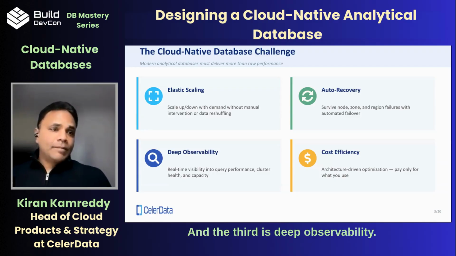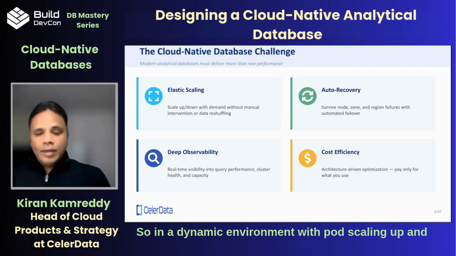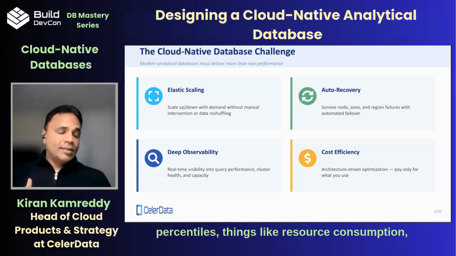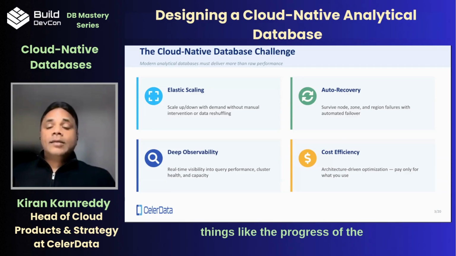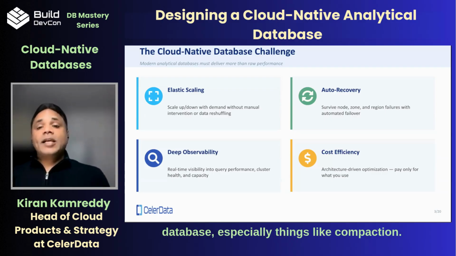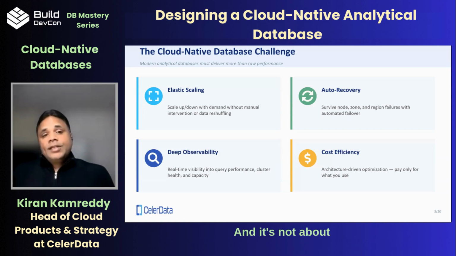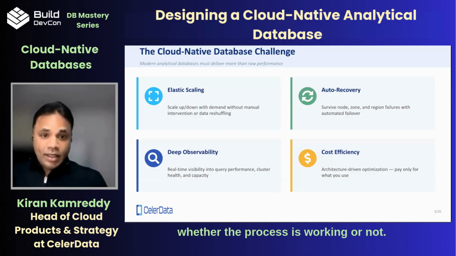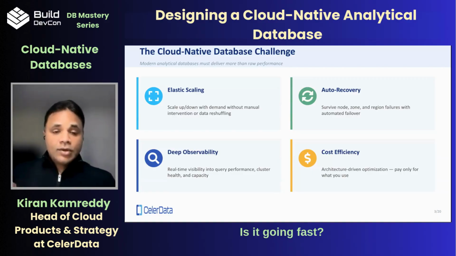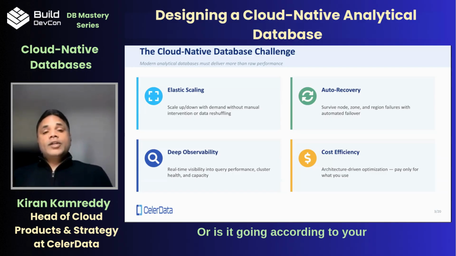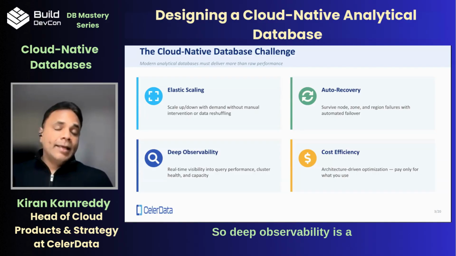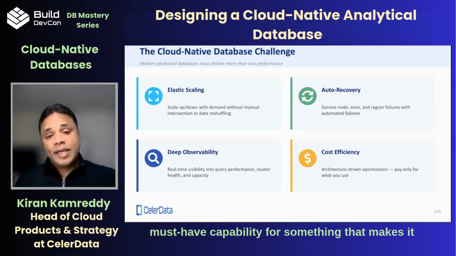And the third is deep observability. In a dynamic environment with pods scaling up and down, you need visibility into query latency percentiles, resource consumption, and the progress of the different background processes that are happening in the database, especially things like compaction. It's not about whether the process is working or not. It's also about how effectively that process is going on. Is it going slow? Is it going fast? Or is it going according to your expected performance levels? So deep observability is a must-have capability for something cloud native.